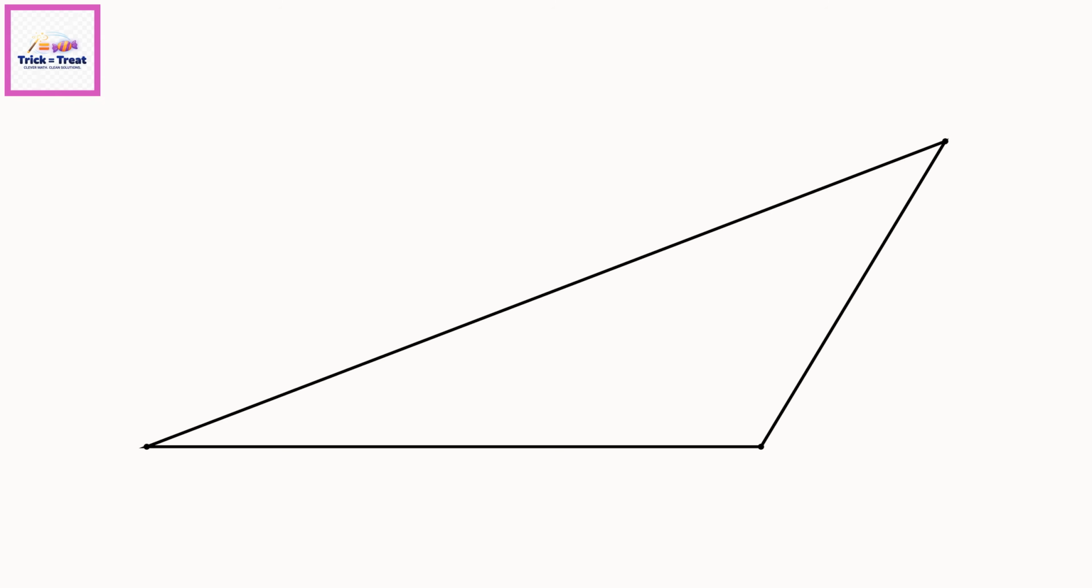Meet today's suspect. It's a classic oddball. Literally, a triangle with consecutive odd integer sides 3, 5, and 7. Our mission, should we choose to accept it, is to find the exact measure of angle C. That's the angle between the sides 3 and 5.